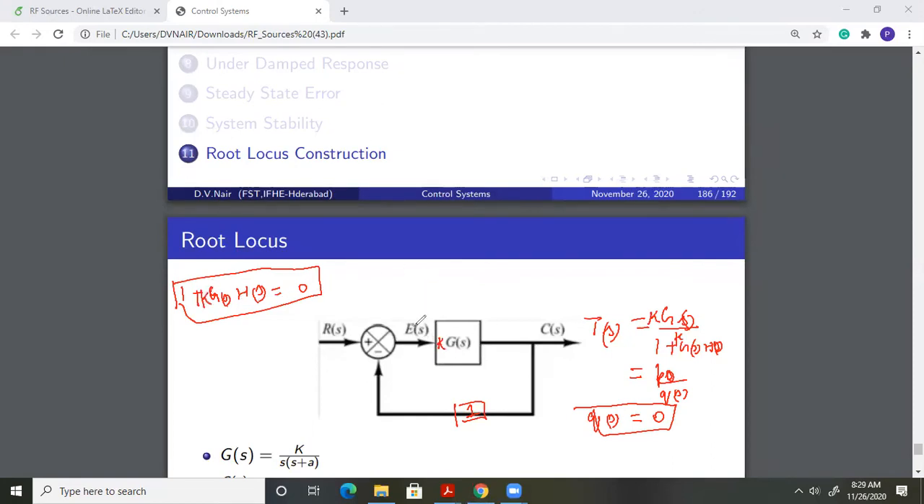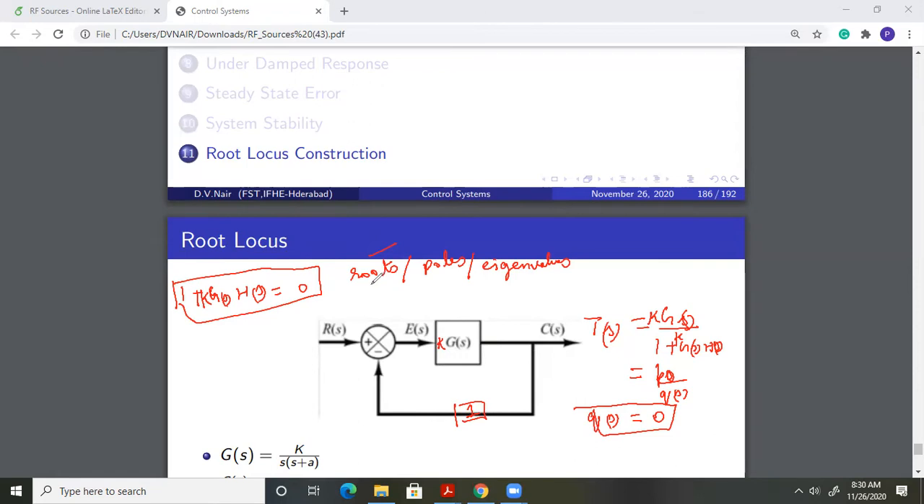If I am having a controller K right here, it is just to allow us to understand which parameter we are going to vary. Now, in this case, the solution of this characteristic equation gives us the roots, which are also called poles, or also known as eigenvalues. Now, as the K changes in the equation, we see these roots of the characteristic equation will also change.